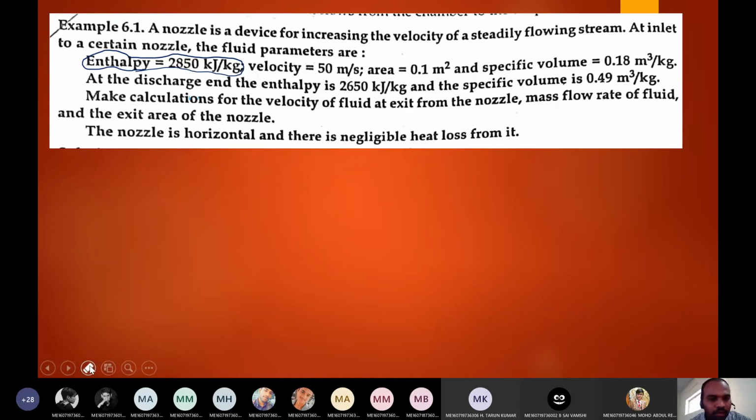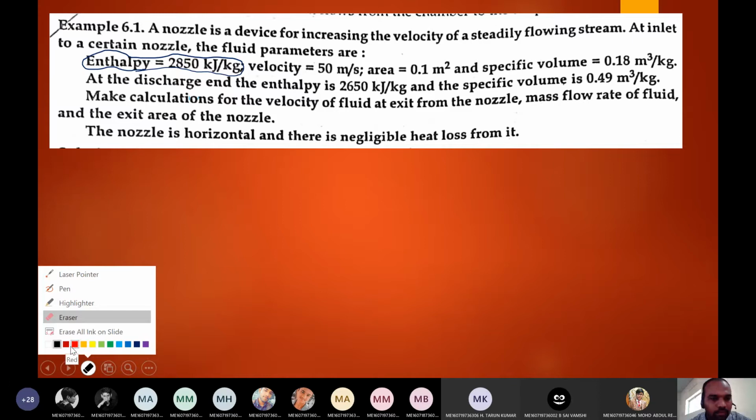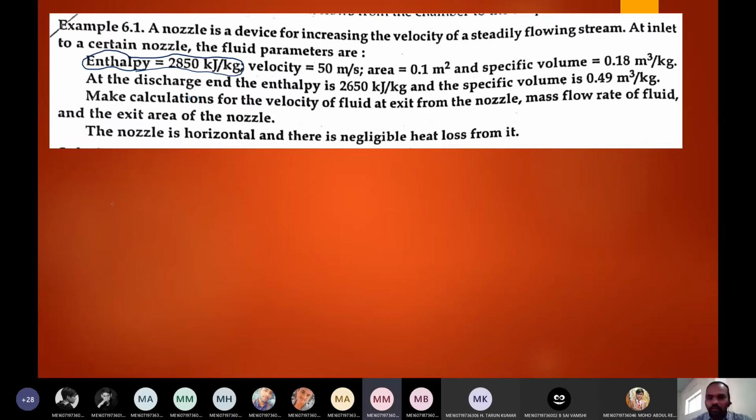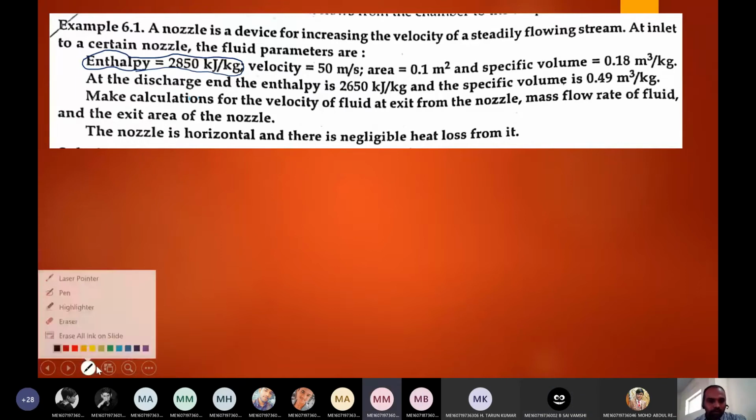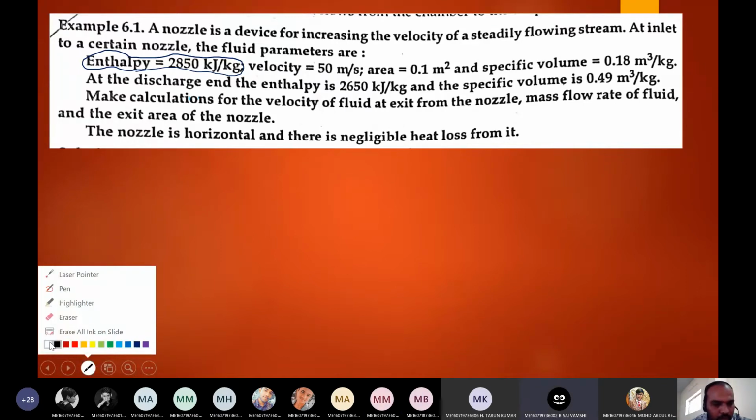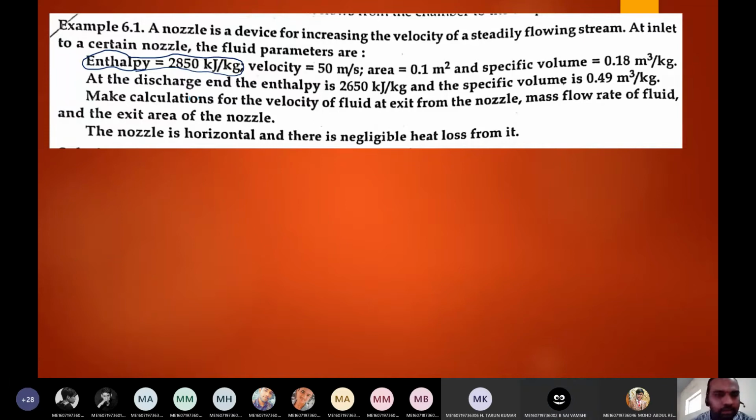Which color will look good here in this one? Which is visible? Black. White is not available here. It is available, sir, yellow at the left corner. Black only, sir. Okay, right.